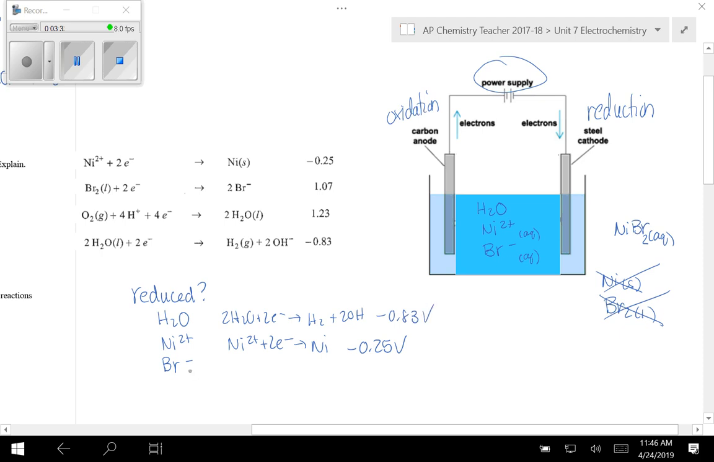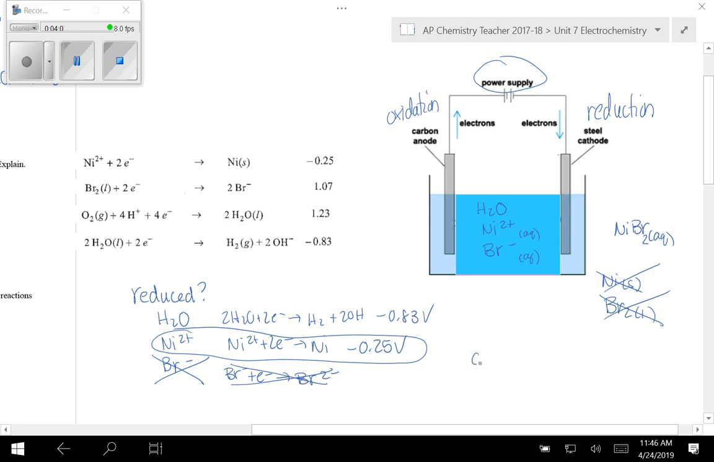And then bromine, can bromine be reduced? Well, it looks like liquid bromine can be reduced, but I do not have a reaction that shows bromide being reduced. Bromide being reduced would have to look like this. The bromide would have to gain electrons and become even more negative than it already is, which it is not likely to do. So bromide can't be reduced, so it's either going to be water or nickel. And with these two options, it looks like my nickel ion has the more positive voltage. This is the more favorable of the two reactions. So my nickel ions are going to be reduced.